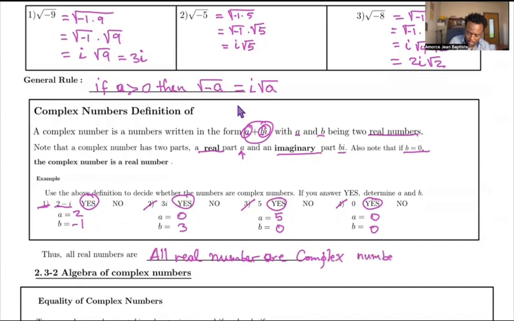It's like complex numbers are an extension of real numbers. I showed you here that all real numbers are complex numbers, but not all complex numbers are real numbers, because 2 minus i is not a real number because it has i. All the complex numbers that don't have i are the real numbers, with b equals 0.